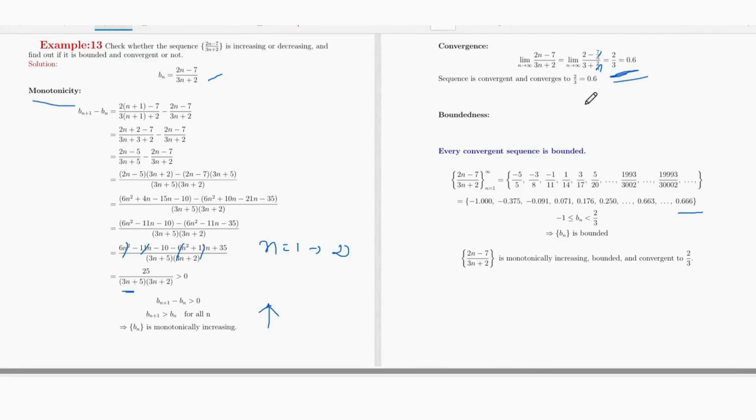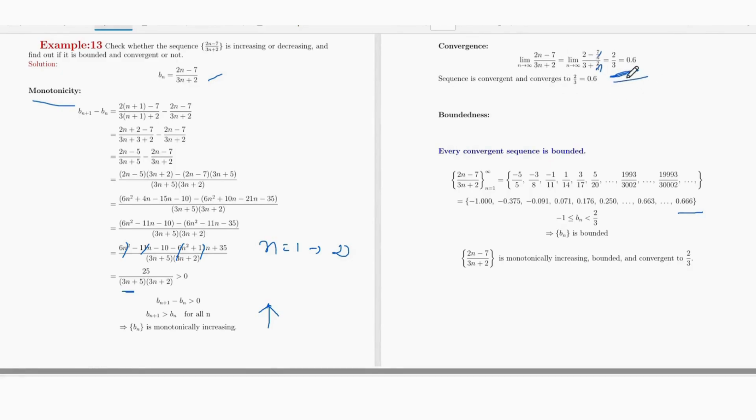मतलब कि जैसे हम infinity टर्म तक जाएंगे तो ये सीक्वेंस की वैल्यू क्या होगी? 2 by 3 को अप्रोच करेगी, लेकिन कभी भी 2 by 3 से इसकी वैल्यू ग्रेटर नहीं आएगी. ओके, सो दिस इज द मीनिंग ऑफ कन्वर्जेंस.